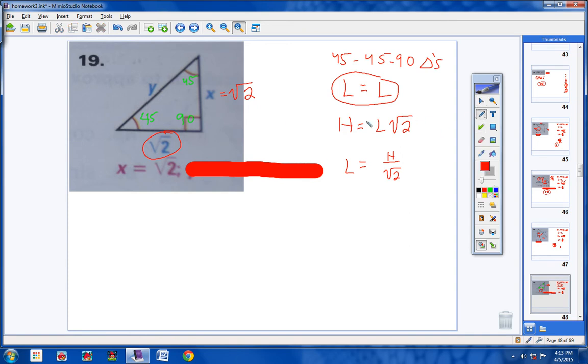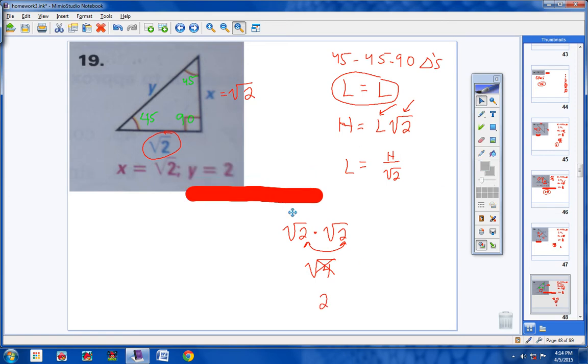Now, for y though, whenever you're given a leg, how do you find the hypotenuse? Well, you take the leg times square root of 2. So what is my leg? Square root of 2. You take that leg times square root of 2. Square root of 2 times square root of 2 is square root of 4. Multiply your inside numbers times your inside numbers, okay? Well, the square root of 4 is a perfect square. We know the square root of 4, it's just 2. So the answer to y is 2.